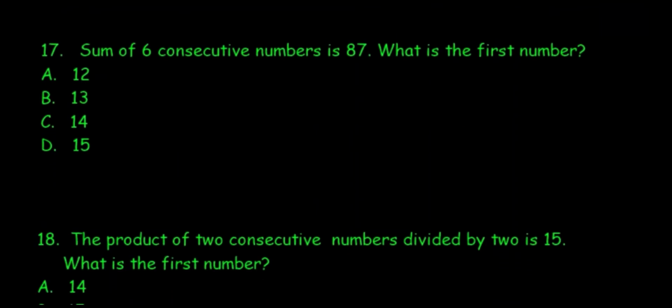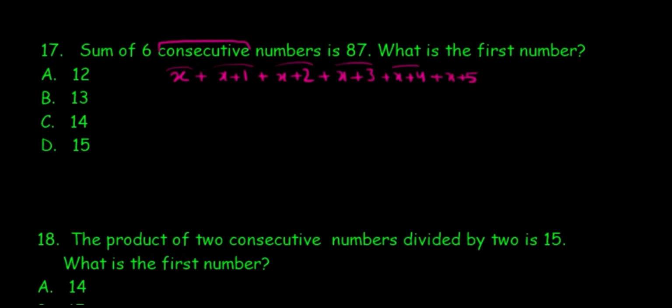Sum of 6 consecutive numbers is 87. 6 consecutive numbers. What's the first one? Let me start with, let's say x. We started with x, x plus 1 before, right? Let's just change that. Let's start with x. So the first number, second number, because they're saying consecutive, I don't need to drop anything. I take all the numbers. x plus 2, x plus 3, x plus 4. So how many is that? 1, 2, 3, 4, 5. x plus 5. That's 6 numbers.